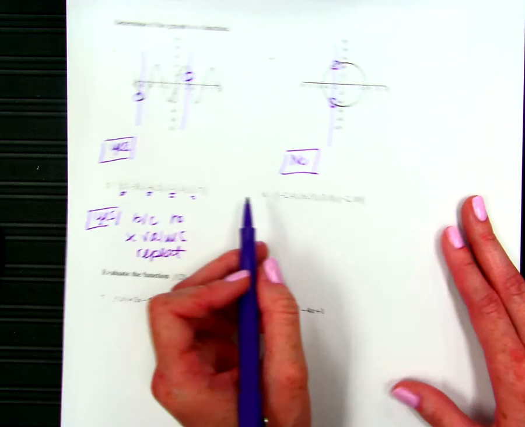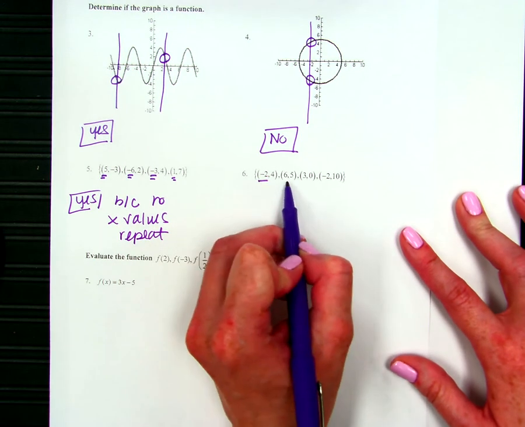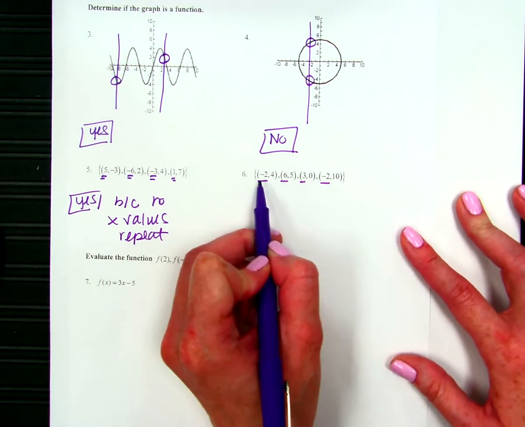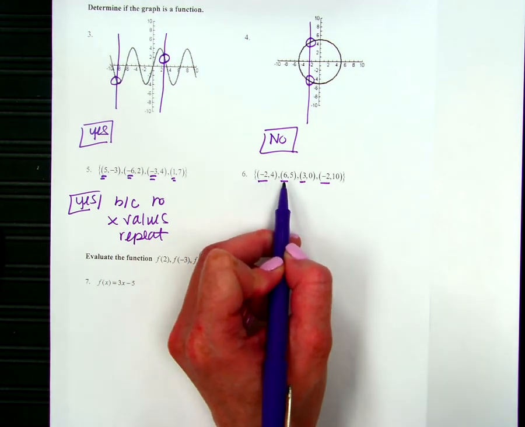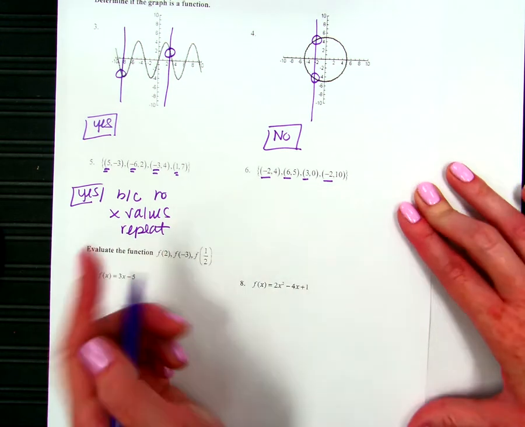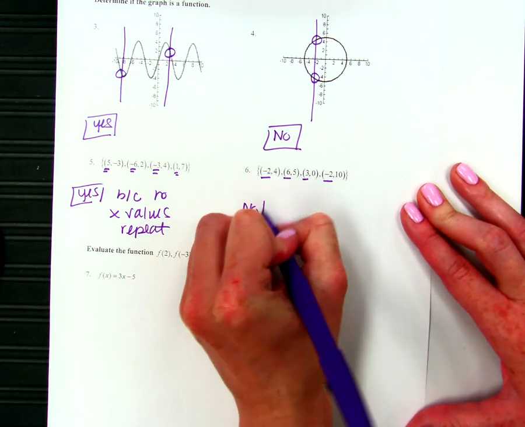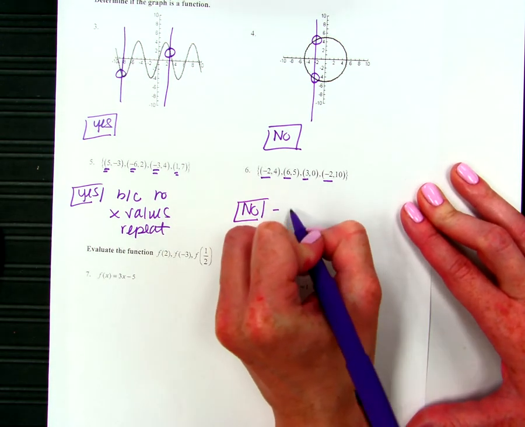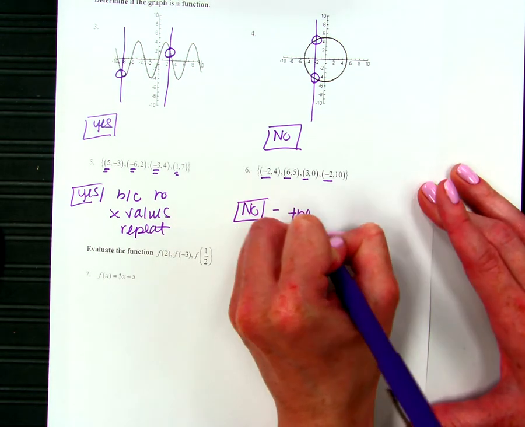And let's look at 6. We're going to do the same thing. We're going to look at our x's. We have a -2, a 6, a 3, and a -2. So our -2 repeats, so it is not a function. There is an x value that repeats.